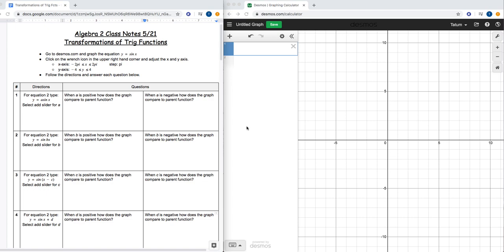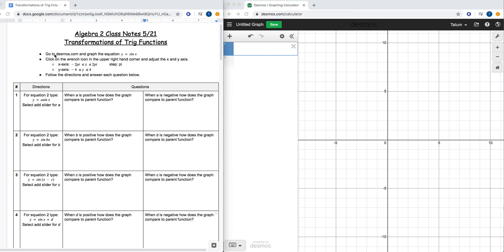For today's lesson, we are going to be using Desmos.com to help us explore and discover some things about the transformations of trig functions and their graphs. As you can see on my screen, I have our notes pulled up and I also have Desmos.com ready to go. I'm going to walk you through the first part of these notes and then I'm going to have you finish them on your own.